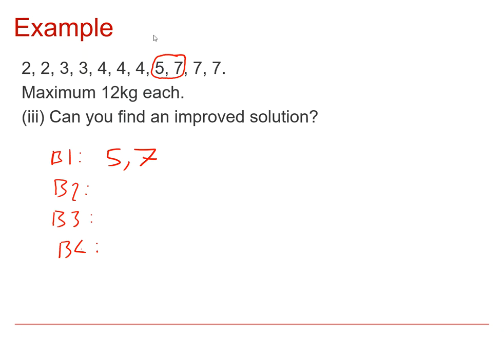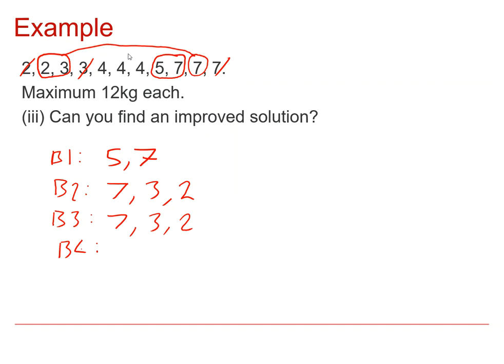What can we do next? Well, we've got a couple of 7s left over. There aren't any more 5s, but we do have 2s and 3s here. So if I take a 2 and a 3 and one of these 7s, that will work, won't it? So I could have, say, 7, 3 and 2, and I can do the same thing for these ones as well. Another 7, 3 and 2. And luckily what that's left us with is these 3 4s, which of course also make a set of 12. So it is possible, as we can see here, to actually do this using just 4 bins.